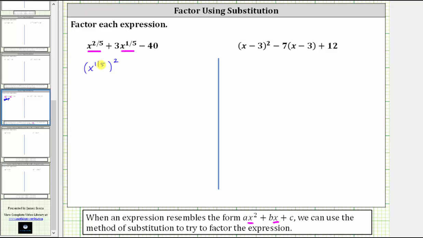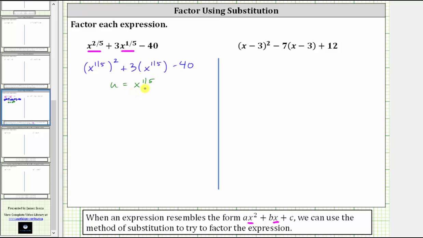So let's write the given expression as the square of x raised to the power of 1/5 plus 3 times x raised to the power of 1/5 minus 40. By writing the expression in this form, we verify if it's the form we need, and it also helps perform the substitution. We now introduce a new variable and set it equal to the variable factor of the middle term. So for this example, let's let u equal x raised to the power of 1/5. And now we write the expression in terms of u.